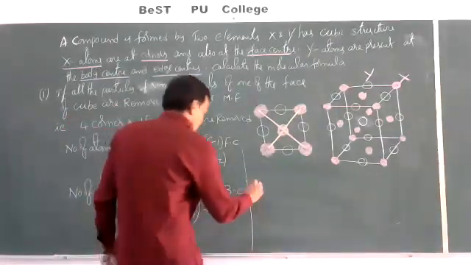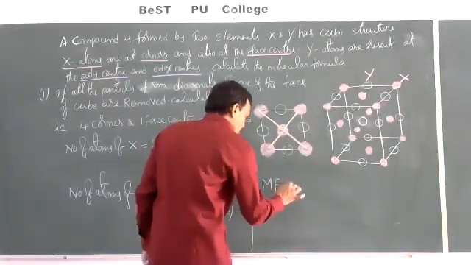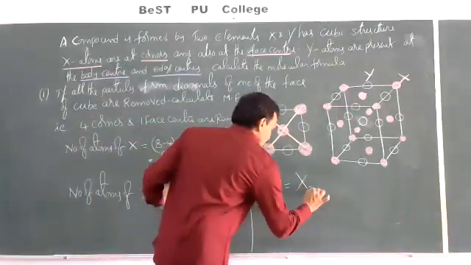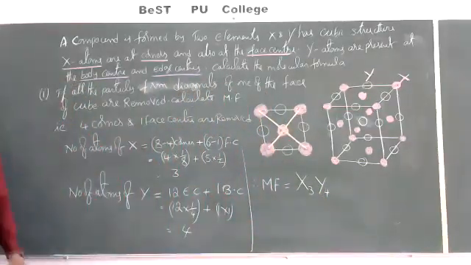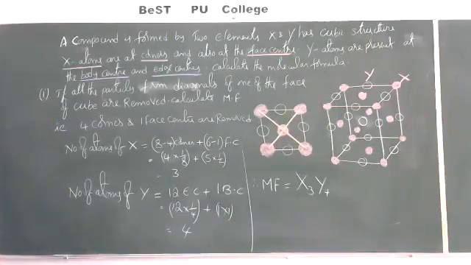So therefore, the molecular formula of the compound is equal to X. How many are there? 3. X3. Atoms of Y, 4. So X3Y4 is the molecular formula of the compound. This is another application here. Okay. So this is the second application. Now I'll go for one more application for the same.